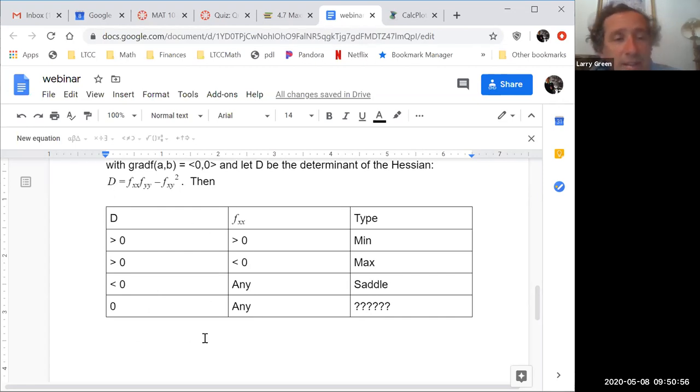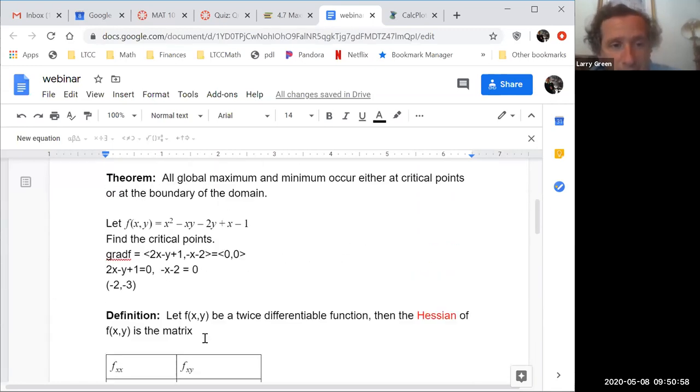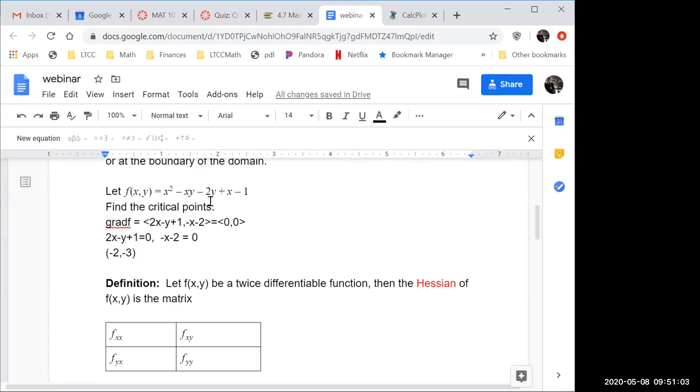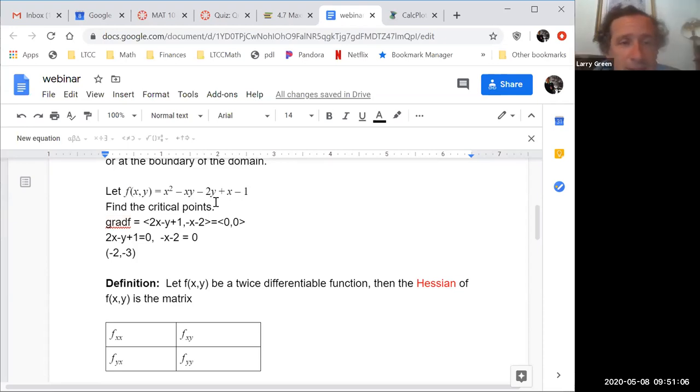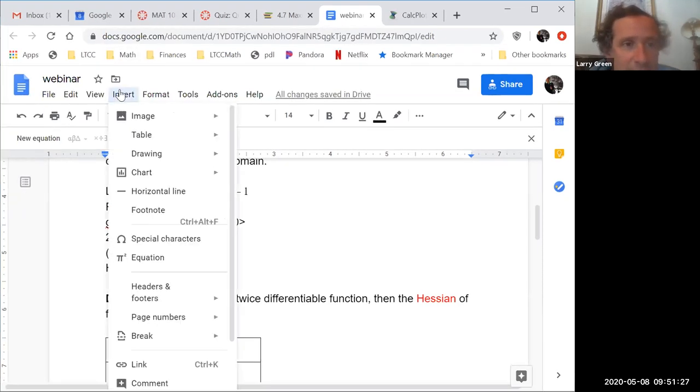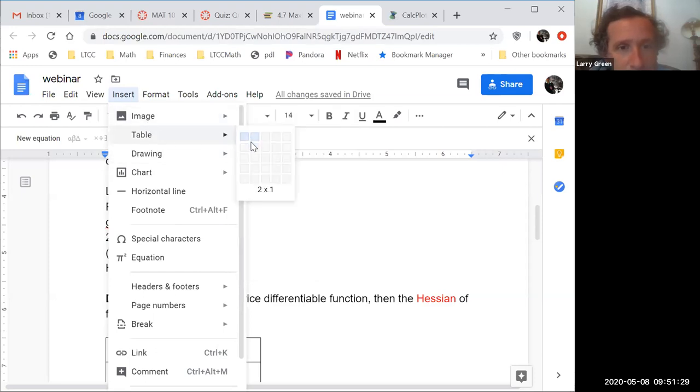Okay, so let's use it on the one we just did. Here we have our function, x squared minus xy minus 2xy plus x minus 1. And we found a critical point. Now we can decide if it's a max, min, saddle, or we don't know. Is that clear? So let's go find the Hessian. I'll just write H. H is our Hessian. I'm going to insert a table, 2 by 2.